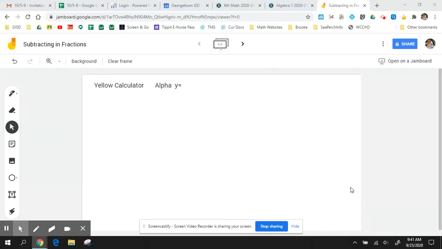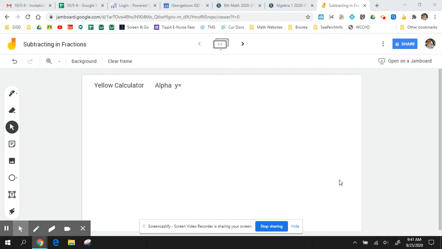Hey everyone. So today we're going to be subtracting in fractions. Okay, so we're going to go to our yellow calculator, if you have one. If not, go to Desmos and you can type it in there. In your yellow calculator, you're going to go to alpha and y equals. That's the green button, and your y equals is your top left.